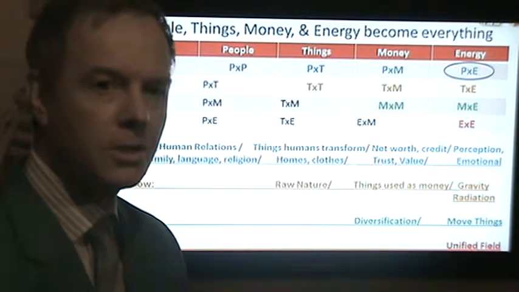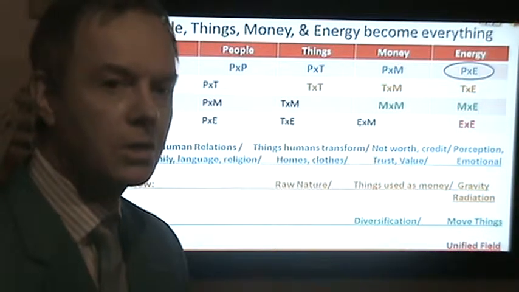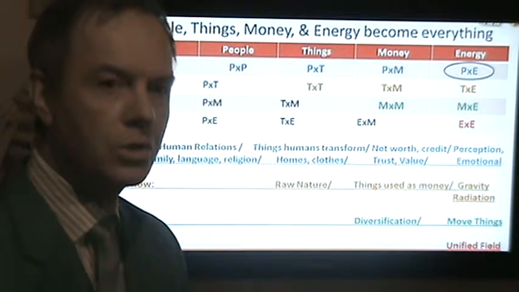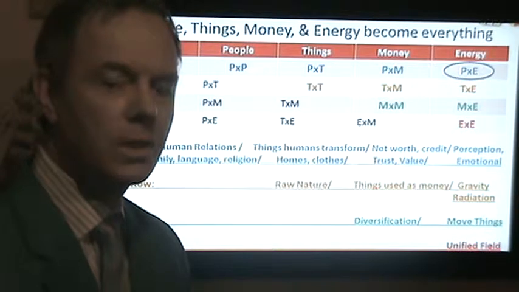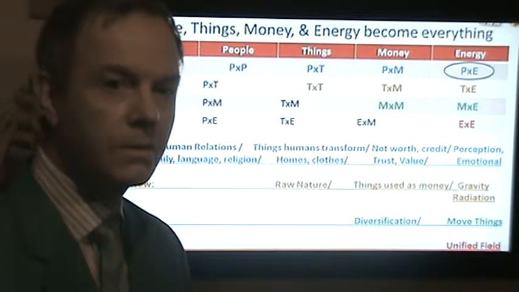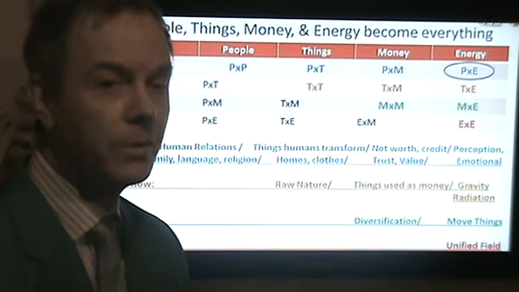Then things. Things are anything that's tangible that's not a person. So dogs, cats, trees, oceans, elements are all things. And then there's money. Money is unique in the world because it's the only substance in the universe that will not work unless there's 2 people.